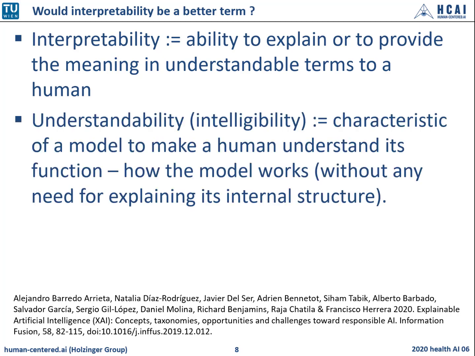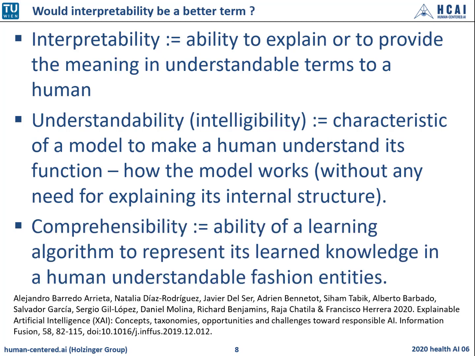Okay, and understandability, also intelligibility. This is the characteristic of a model to make a human understand its function, how the model works, without any need for explaining its internal structure. And there is a third term, comprehensibility. This would be the ability of a learning algorithm to represent its learned knowledge in a human understandable fashion. So you see, we always refer to a human, so we have the human here.